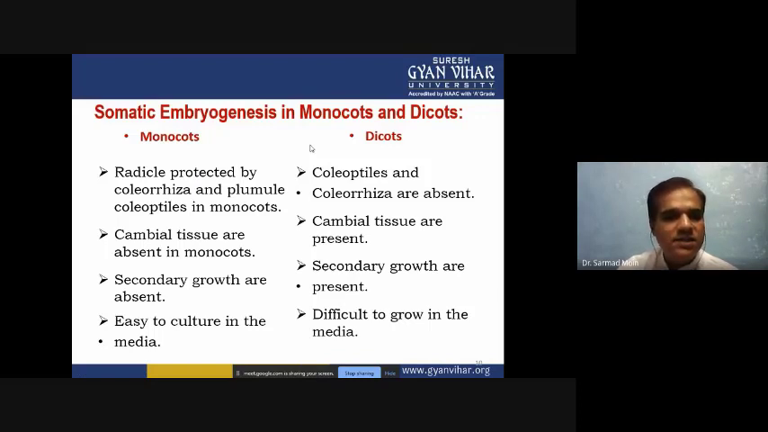Then, monocot somatic embryos are easy to culture in the media, and dicot ones are very difficult to grow in artificial media.